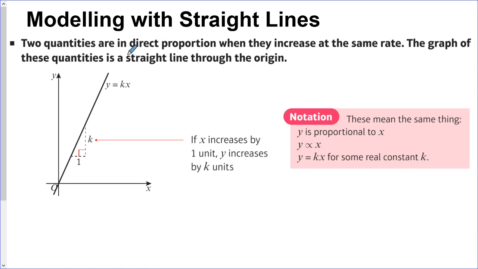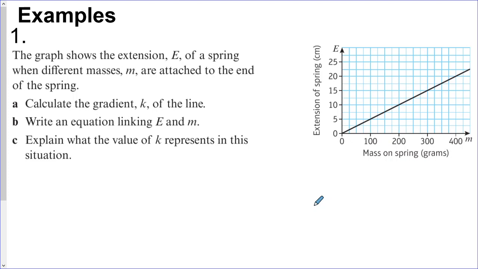Something from GCSE is direct proportion. Two quantities are in direct proportion if they increase at the same rate, and if one of them is 0, the other one is 0. In that case, there won't be a y-intercept other than 0, so it will be in the form y equals kx, where k is the gradient. For every one increase in the x direction, the variable in the y direction increases by k. This is the direct proportion symbol, or y equals kx, with some real constant k. So there are 3 examples for these.